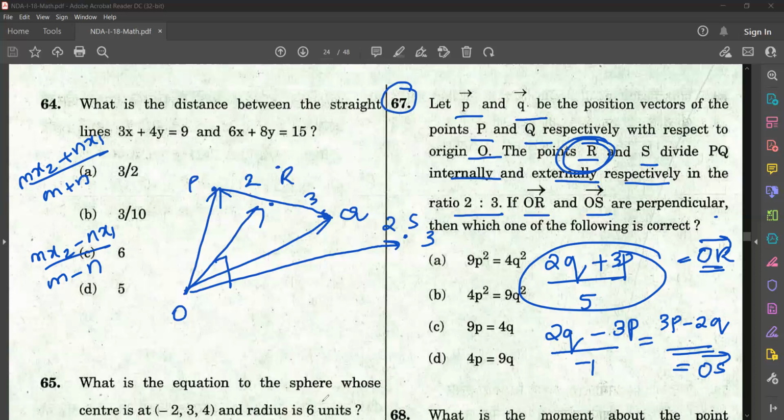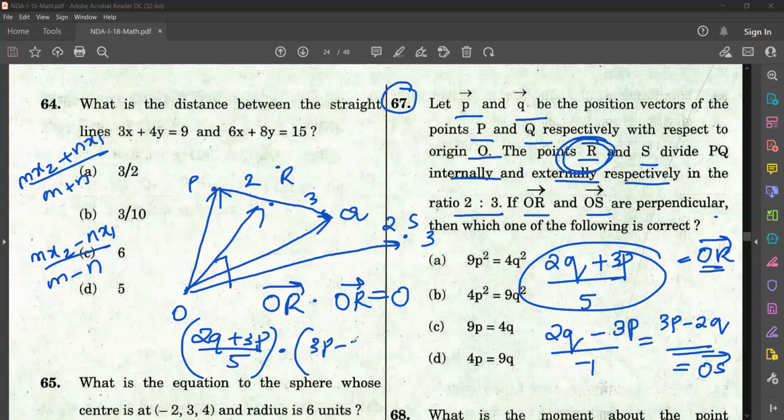Now they are saying that these two vectors, OR and OS, are perpendicular. So if two vectors are perpendicular, then their dot product will be 0, isn't it? So do the dot product of these two vectors. 2Q plus 3P by 5 dot 3P minus 2Q, that is equal to 0. Now apply the dot product. So dot product means 3 into 3, 9 minus 2 into 2, 4, isn't it? 2 into minus 2, that is minus 4.